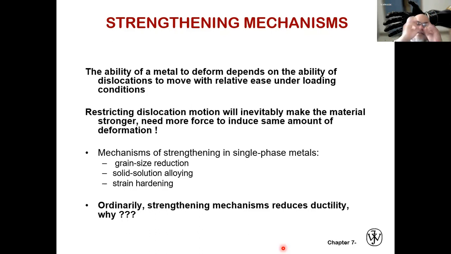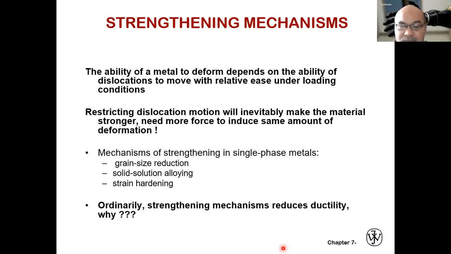If we make the grain size smaller, then it means we make a large number of grain boundaries. Even if deformation occurs within a single grain, this deformation can hardly be transferred to the other grains because each grain will have a different crystal orientation. So as a result, the whole system will be stronger.